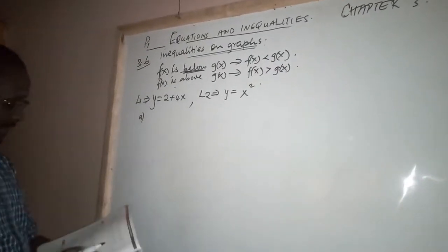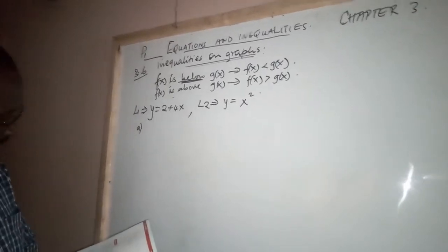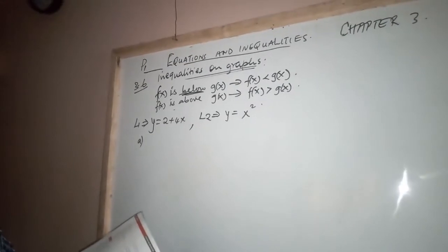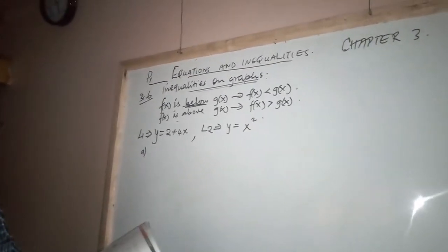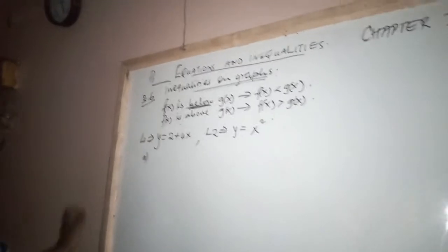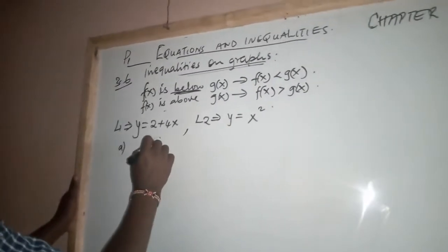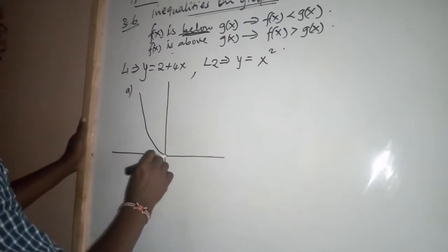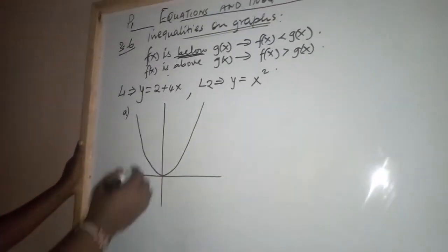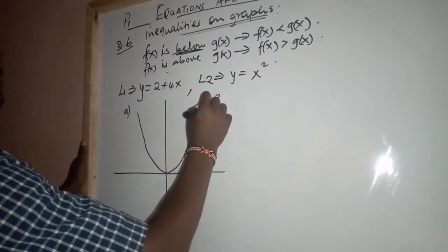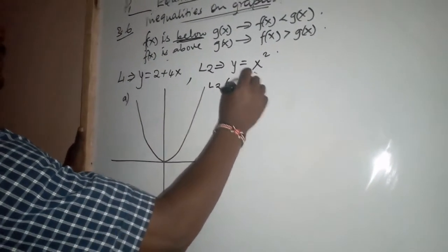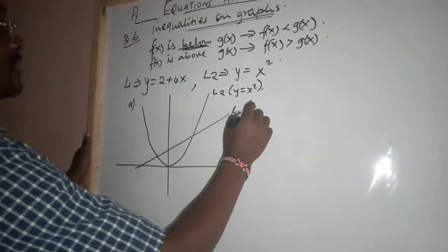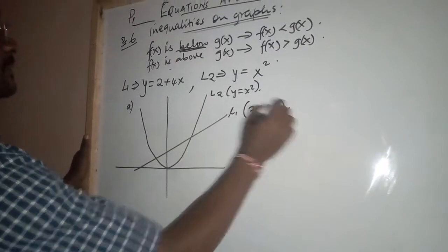Before we go to part A, the diagram shows a sketch of L1 and L2 on the same set of axes. When y equals x squared, we expect the curve to be of that nature, and that is L2. And this is L1, which is 2 plus 4x.